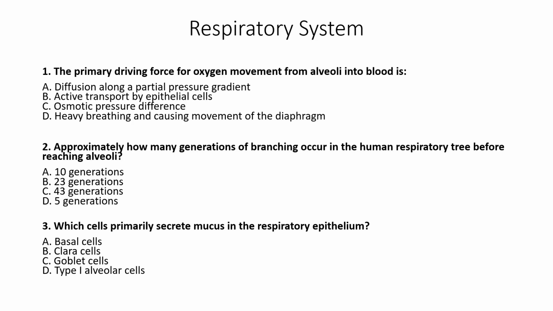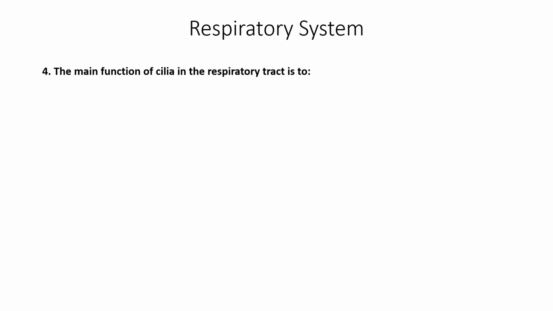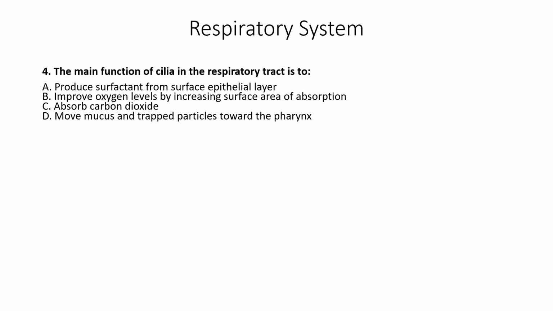So I hope that's clear now. If anyone's confused about anything, just let me know. So we'll move to the next question. The main function of cilia in the respiratory tract is to do which of these functions? Let me know what you guys think.